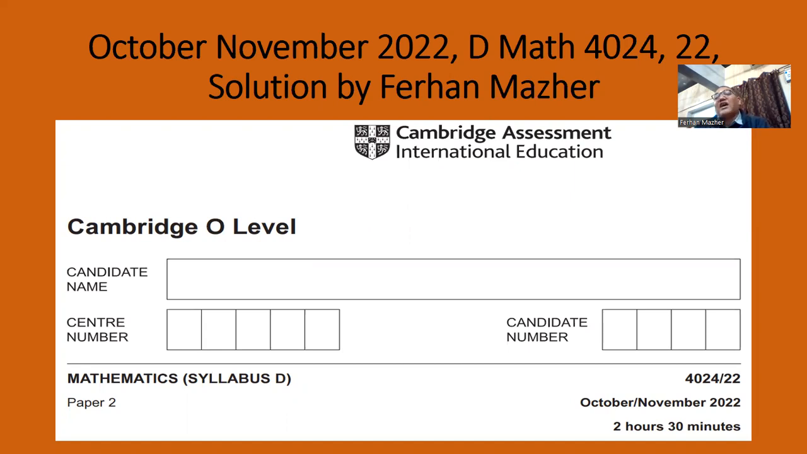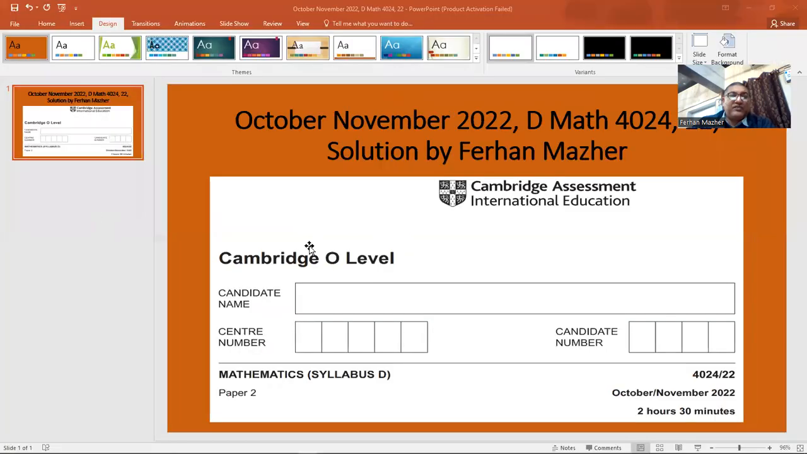Today we have set our hearts to solve a Paper 2, and for this purpose we have selected the October-November 2022 Paper 2. This Paper 2 belongs to Zone 2, or Variant 2. In this video, I'm going to present you the solution of this paper. The time allowed for this paper is 2 hours and 30 minutes. So let's start today's paper.